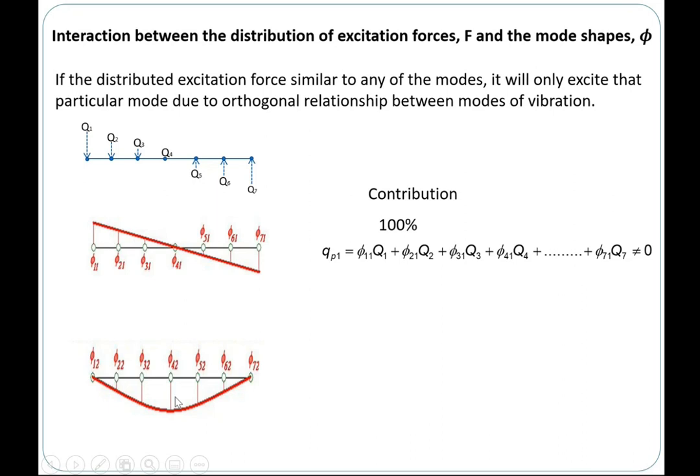then it won't cause resonance or amplification of the other modes, because the force distribution is similar to this particular mode. So you have 100% contribution from this mode, and the other modes end up with 0 contribution. So if you have n degrees of freedom, n modes, and the force distribution is similar to one of the modes, you only have a contribution in your vibration from that mode. The rest will be 0.